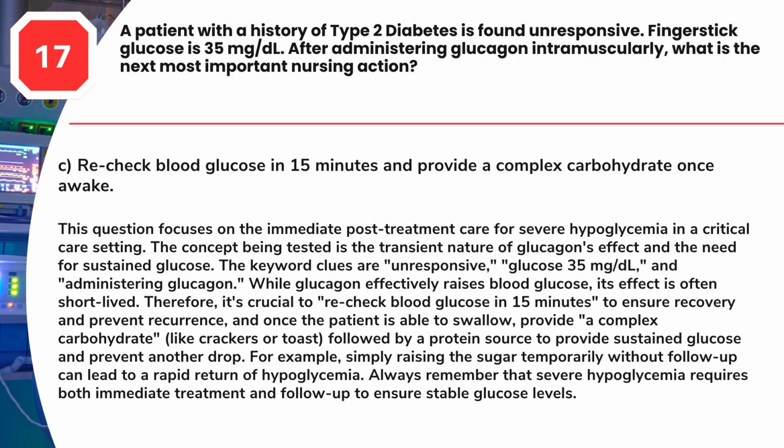While glucagon effectively raises blood glucose, its effect is often short-lived. Therefore, it's crucial to recheck blood glucose in 15 minutes to ensure recovery and prevent recurrence, and once the patient is able to swallow, provide a complex carbohydrate, like crackers or toast, followed by a protein source to provide sustained glucose and prevent another drop. For example, simply raising the sugar temporarily without follow-up can lead to a rapid return of hypoglycemia. Always remember that severe hypoglycemia requires both immediate treatment and follow-up to ensure stable glucose levels.